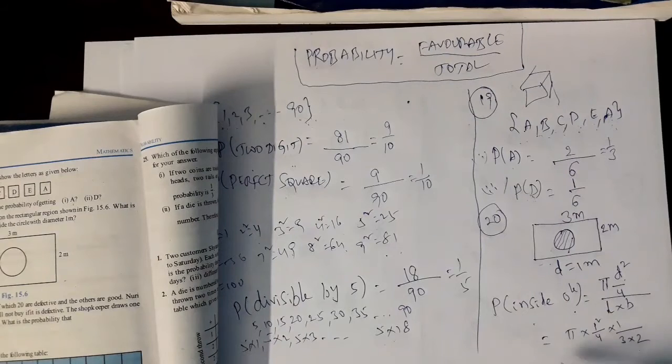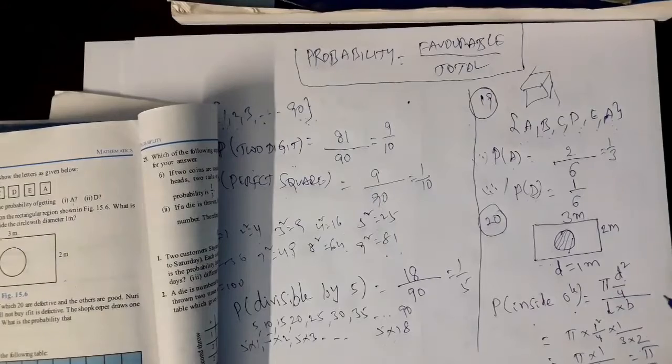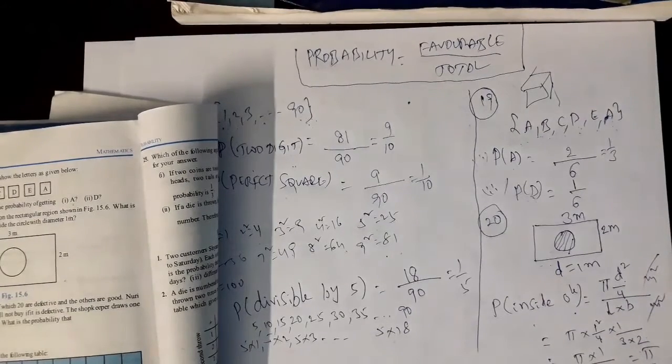Now this is pi into 1 by 4 into 3 into 2. 4 3s are 12, 12 2s are 24, that's all. So we answered pi by 24. This is of course meter square, you can leave that. Pi by 24 is the answer.